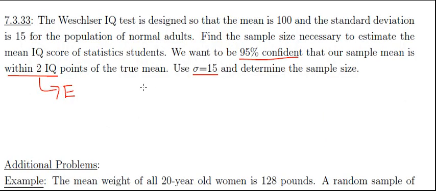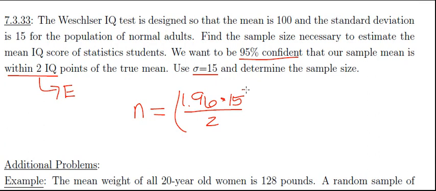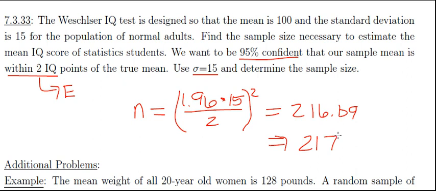So I just want to calculate the sample size. So I take 1.96 times 15 divided by 2. And I would square that. And so that's equal to 216.09. And remember, we round up. And so I would just make that 217. And that would be the number of students that I would want to sample to get a 95% confidence interval and be within 2 points of the true mean.